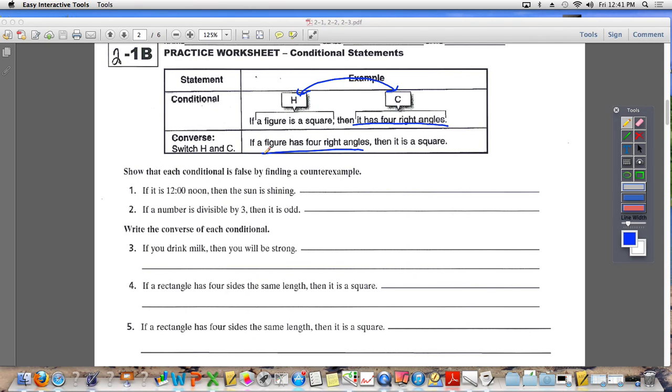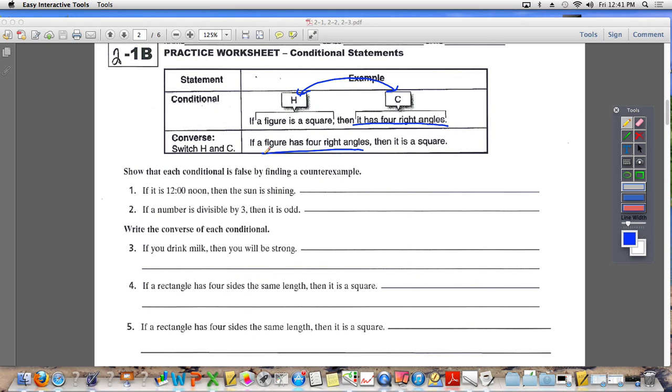Is that a true statement? No. If a figure has 4 right angles, then it is a square. Why is it not? A rectangle. Very nice. A rectangle is not necessarily a square. So that is not a true statement when you write it backwards.